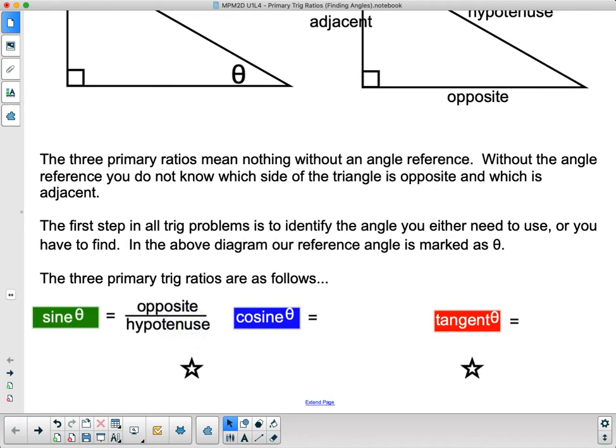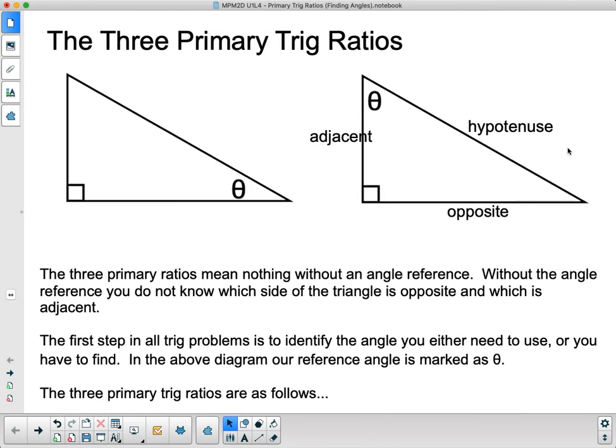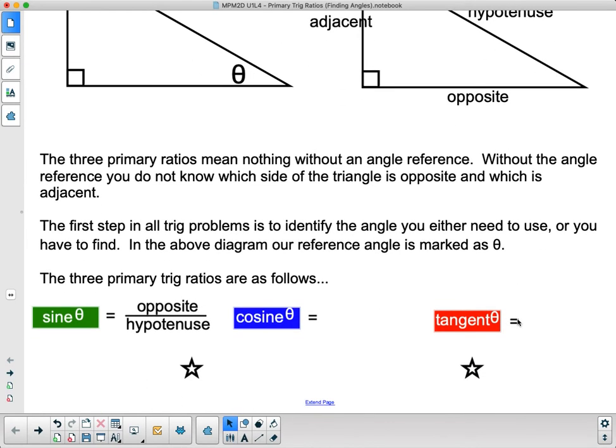Sine is the opposite divided by the hypotenuse. So if I have this triangle up here and I want to find the sine ratio, whatever number is here, I divide it by whatever number is here. And that number that I get after I make that division will be the same in every single triangle that has that size of an angle. Cosine is adjacent over hypotenuse, and tangent is opposite over adjacent.